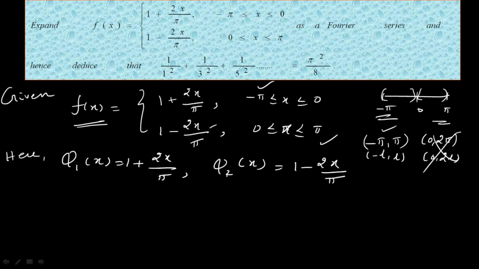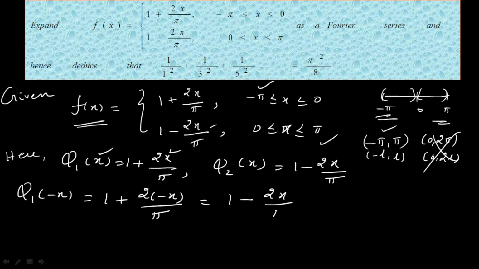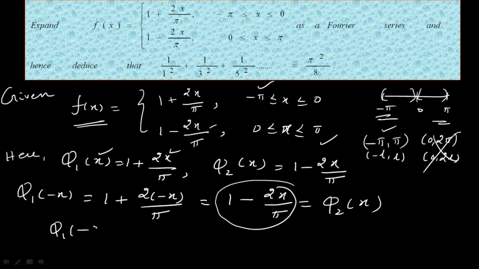Now let me check what happens when you replace x by minus x in phi 1 of x. Here you have the x term. So 1 plus 2 of minus x divided by pi, that is nothing but 1 minus 2x divided by pi. What is this 1 minus 2x divided by pi? That is exactly your second function phi 2 of x. So if you replace x by minus x in phi 1 of x, you get phi 2 of x. Therefore, the given function f of x is an even function.